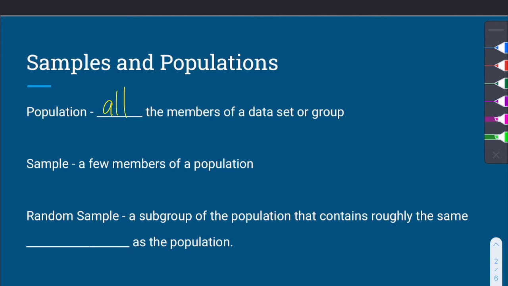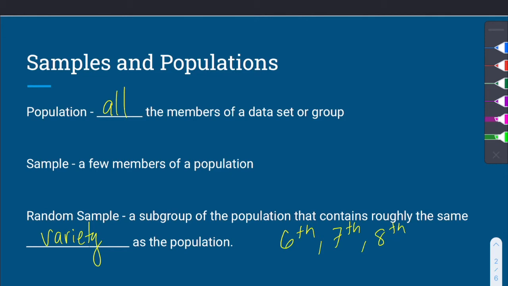Now, better than just a sample, we're going to be looking at a random sample. A random sample is a subgroup of the population, so smaller than the population, and it contains roughly the same variety as the population. So what does that mean? If we're looking at the population of, let's say, the school, and let's say it's a middle school, our school has students in 6th grade, 7th grade, and 8th grade.